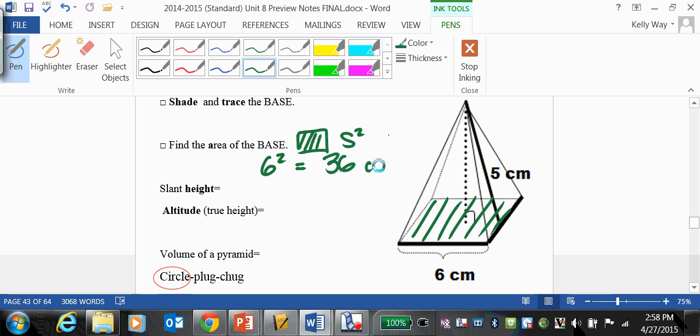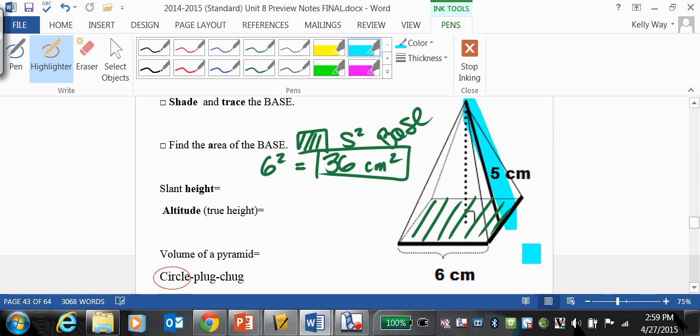36, and we check units, centimeters squared. Now box that and write big fat the word base. Make sure you use a capital letter. Okay, ready? Now comes the fun part. Trace the slant height.